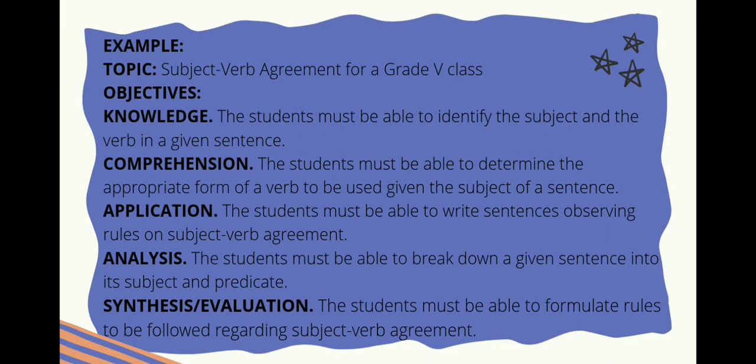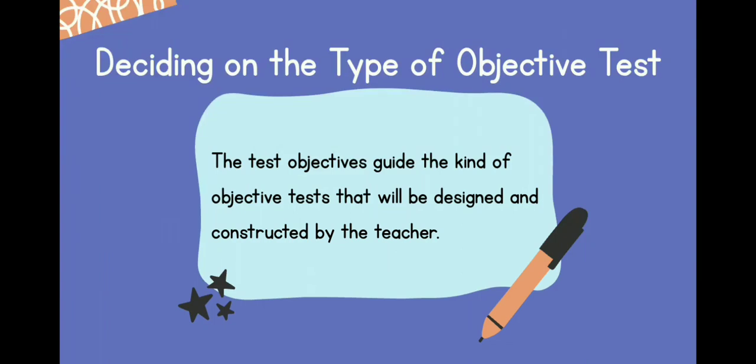Okay, so let us now proceed to the second step in planning for a test, which is deciding on the type of objective test. The test objectives guide the kind of objective tests that will be designed and constructed by the teacher. For instance, for the first 4 levels, we may want to construct a multiple choice type of test, while for application and judgment, we may opt to give an essay test or a modified essay test. Okay, so that is deciding on the type of objective test.